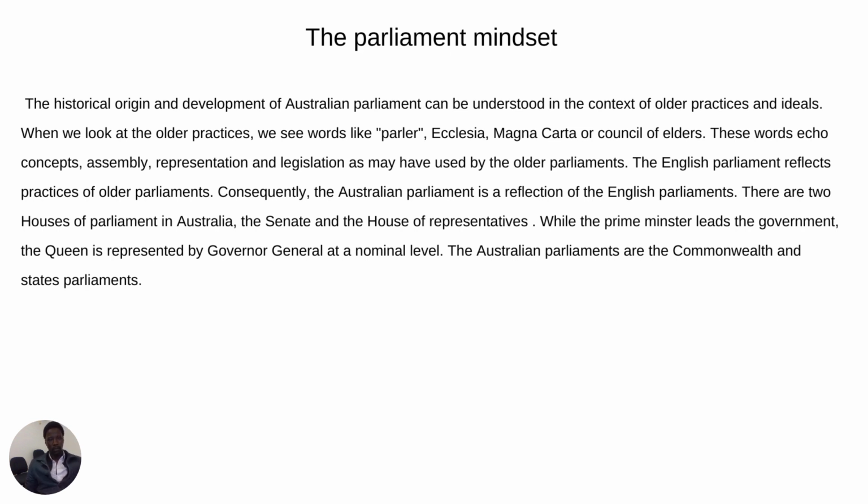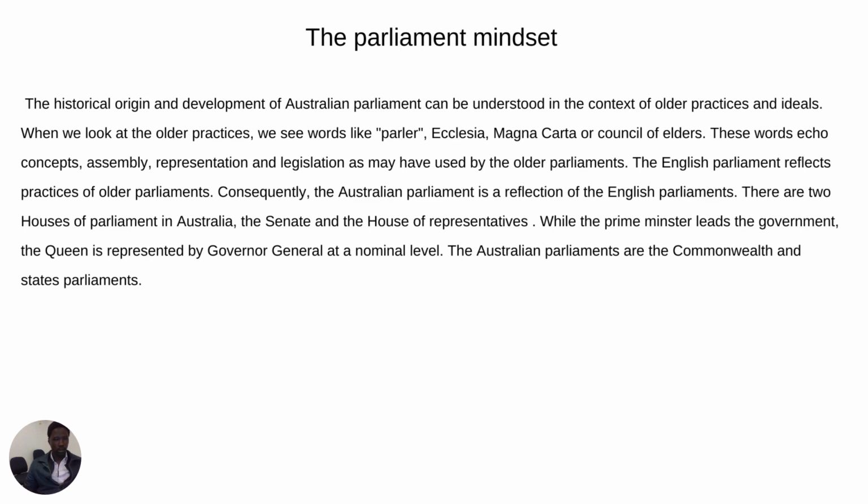For example, in France, you find the word parler, which means to talk. And you also find ecclesia, a word often used in the Bible to refer to the assembly, which originates from the Greek. When you come to Great Britain, you find terms like Magna Carta, which is basically the same as ecclesia or parler, or a council of elders. These are words that echo the assembly and the making of laws as used by the older parliaments.